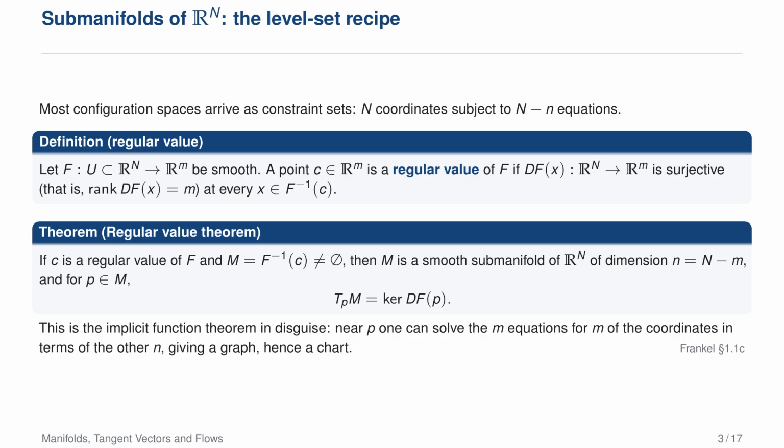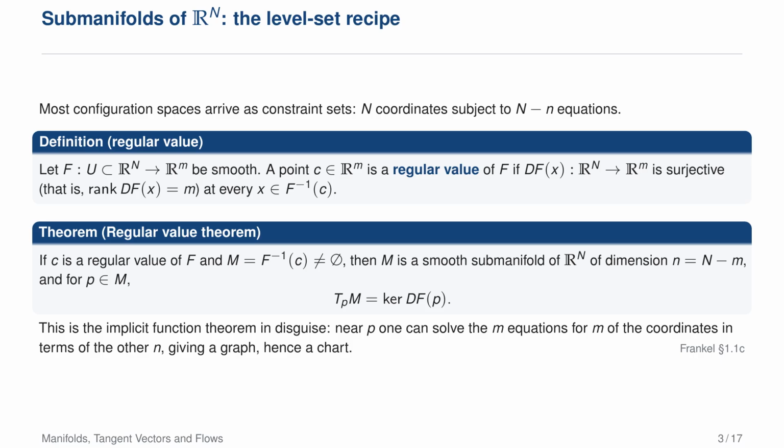Now the regular value theorem. If C is a regular value and the level set is not empty, then the level set is a smooth submanifold of R to the big N. Its dimension is little n equals big N minus M. And at each point P, the tangent space to M at P is exactly the kernel of dF at P. This is the implicit function theorem wearing a different hat. Near P, you can solve the M equations for M of the coordinates in terms of the remaining little n. That gives a graph, and a graph is a chart.